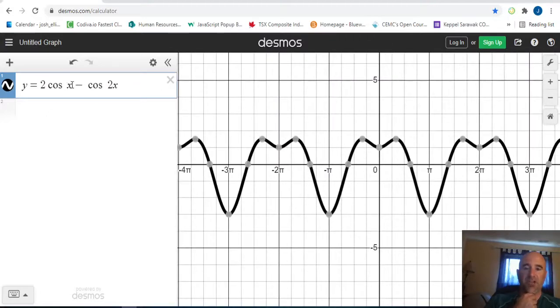Because the cosine of x has a period of 2 pi. The cosine of 2x has a period of pi, but it fits inside two cycles of this, fits inside that, which makes it have a period equal to 2 pi. Okay, let's move on to the next example.